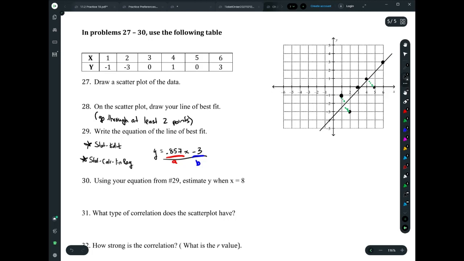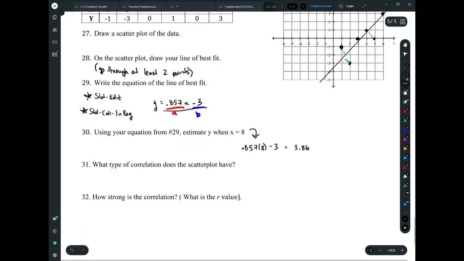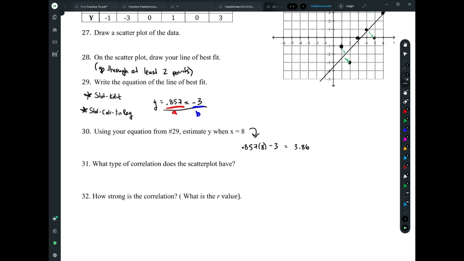With that equation, we can just evaluate for different values. So estimate Y when X is 8: 0.857 times 8 minus 3 is 3.86. And so forth.